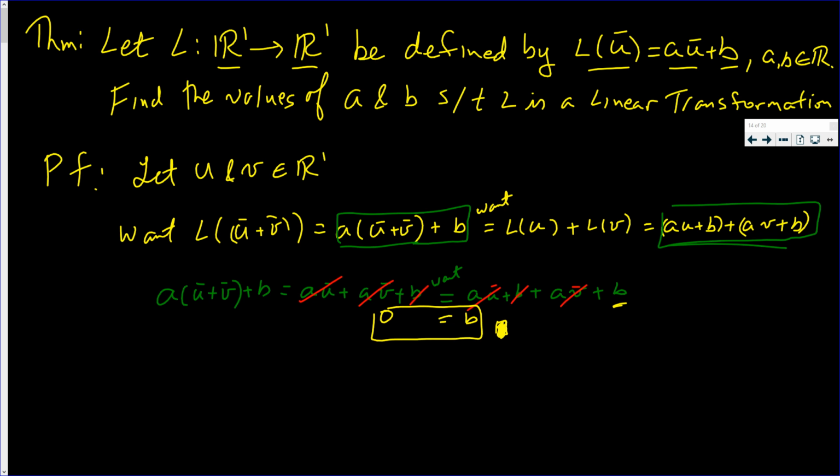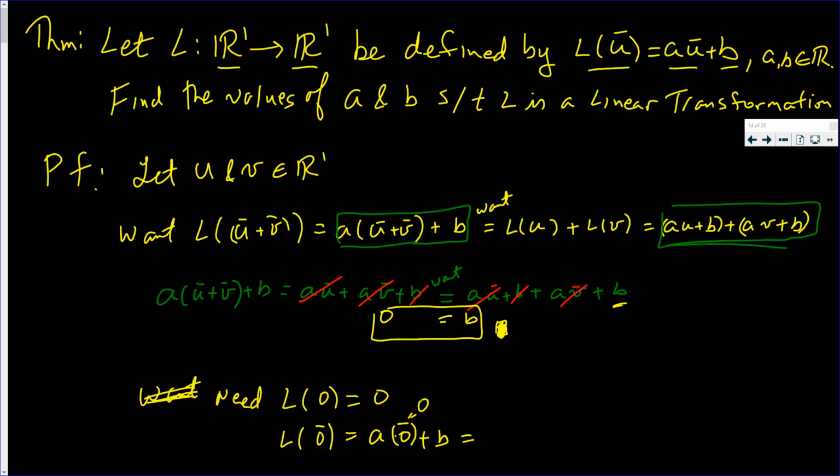It is valid, but I want to point out something. Why should B be 0? You always need L of 0 to equal 0. But L of 0 in our case is A times the 0 vector plus B. It turns out that the 0 vector in R1 is 0. So you get 0 plus B, which is equal to B, and you want that to be 0.